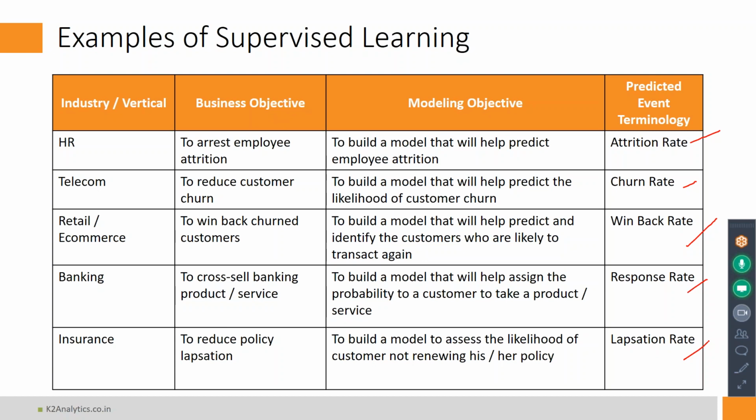If I use the word target rate and the model is for cross-selling, which means I am trying to predict who is going to respond to my offer, target rate means response rate. If I am trying to predict lapsation, target rate means lapsation rate. According to the scenario, we have to interpret the meaning of target rate.